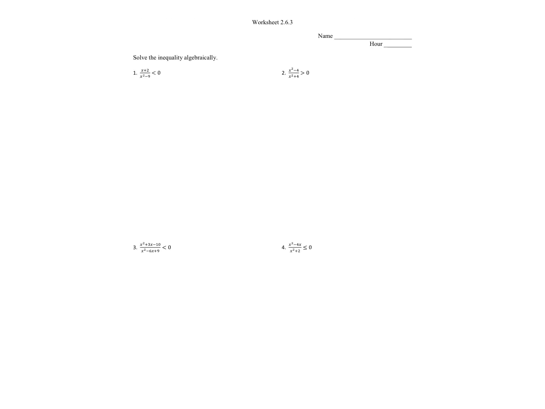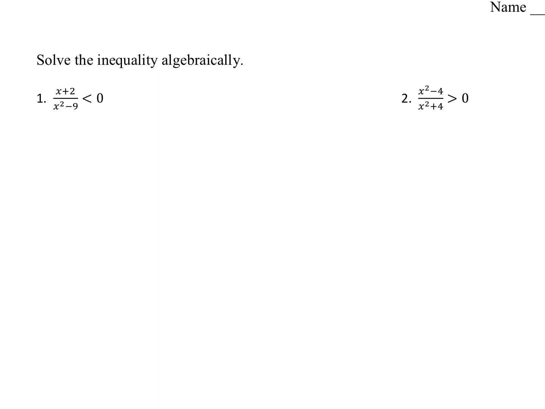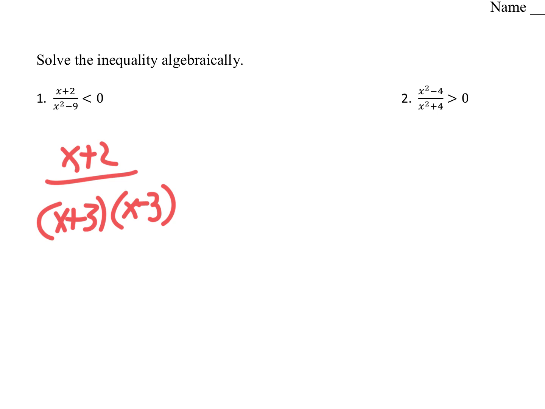Let's get to your homework. We'll get out your homework here. And the first problem in your homework looks like this. I will do it with you. So it's already factored on top, cool. On the bottom, it factors to x plus 3 and x minus 3, and we want things that are less than 0.